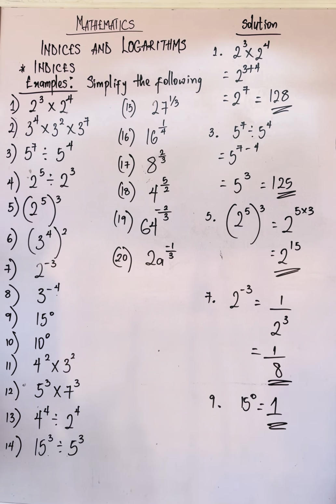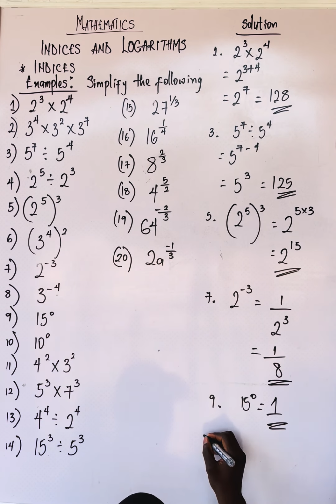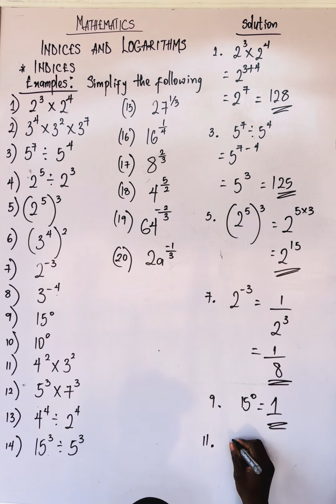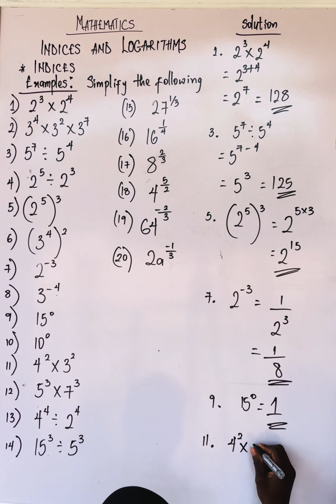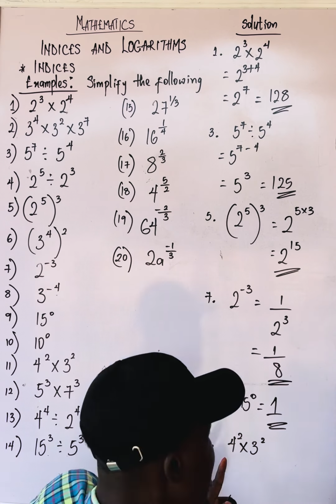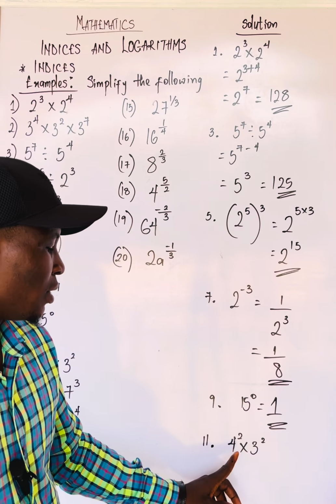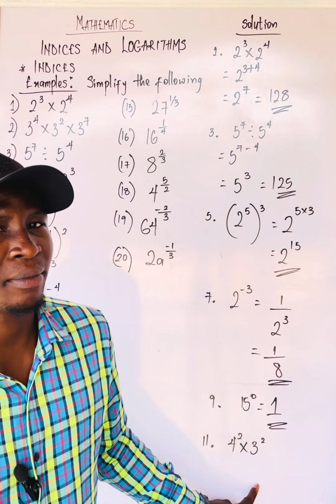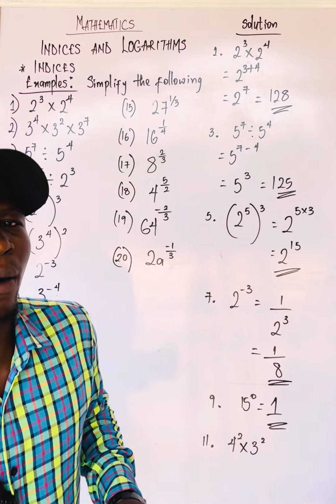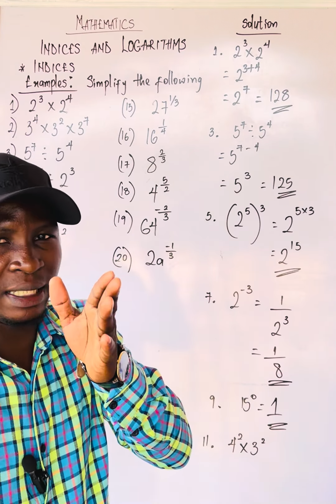Now, question 11. It says 4 to the power of 2 multiplied by 3 to the power of 2. Now, this is a law under indices. Don't forget, they're having different bases this time, but the same power. Different base, but the same power.